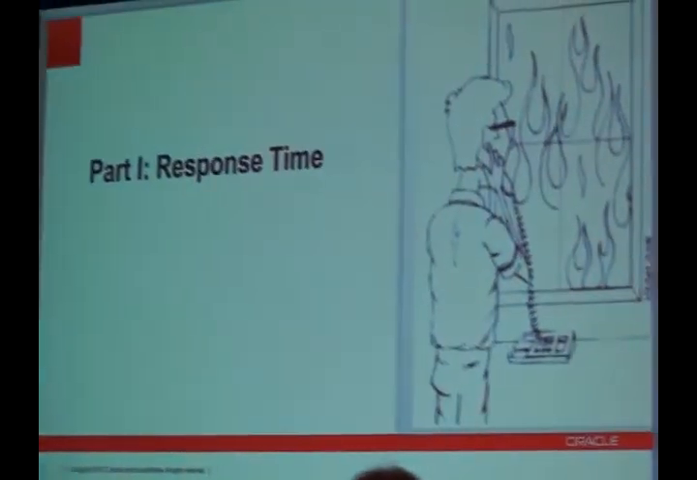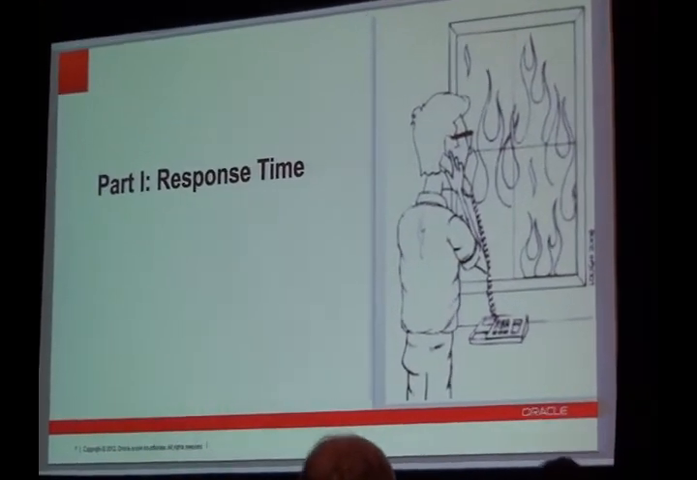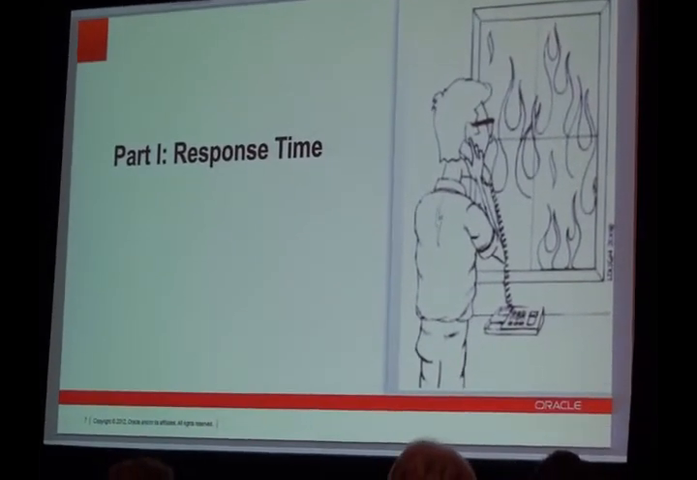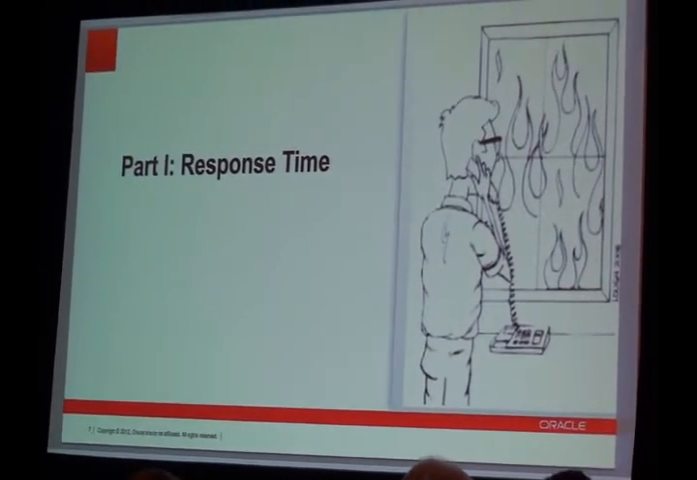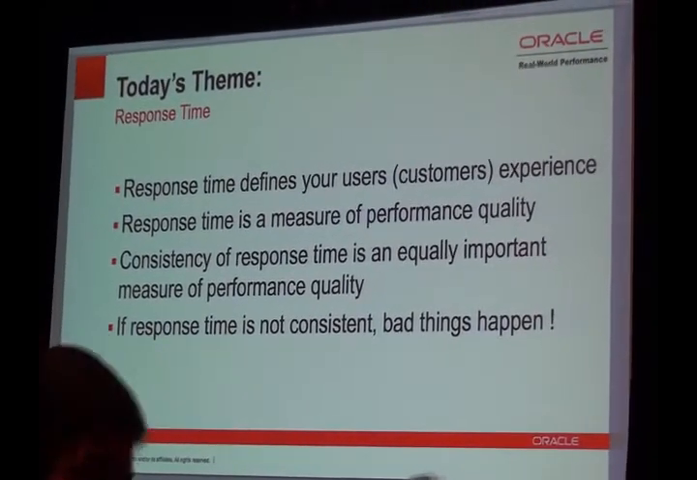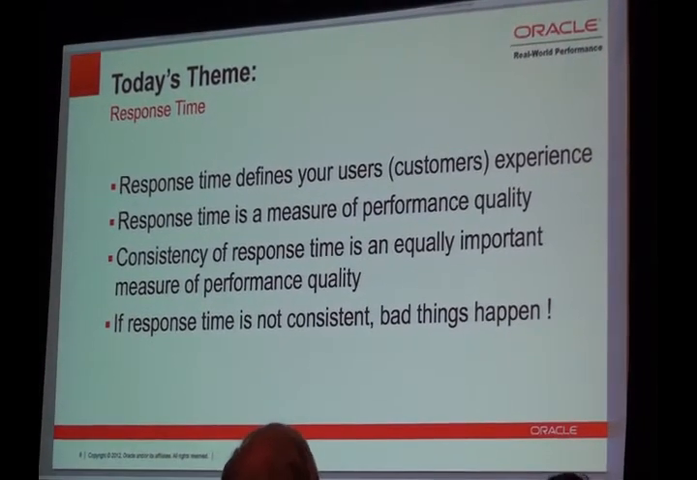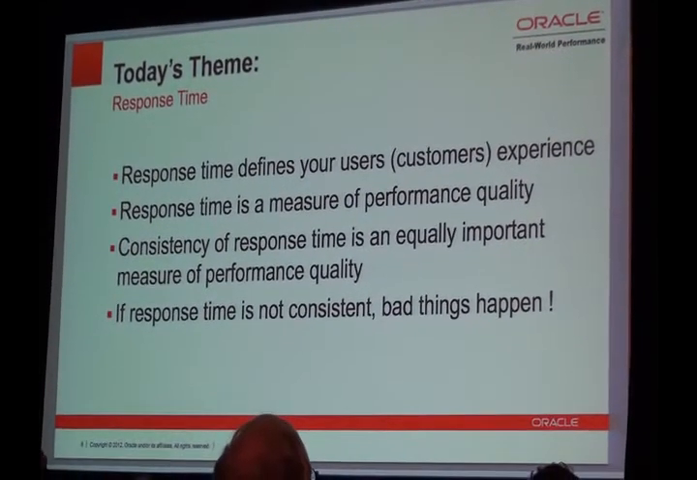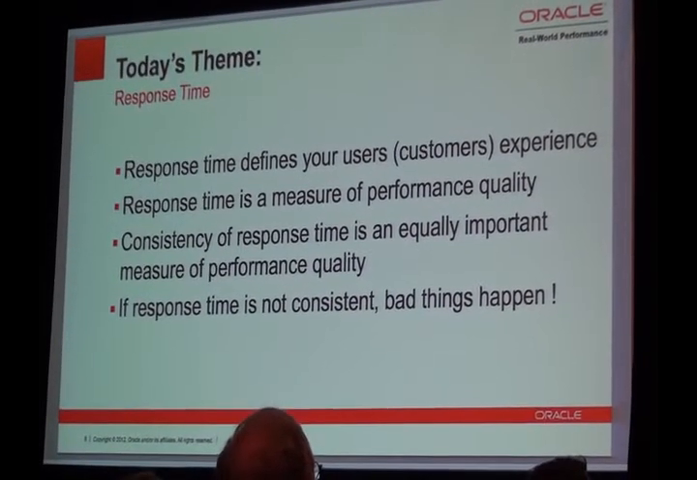Okay? But what we thought we'd do today is we'll do a certain amount of role playing, and today's theme is all about response time. Okay? Because after all, response time is probably your first measure of quality. If it doesn't come back fast enough, you have a performance problem. Okay? It's your first measure of quality. And the other aspect about response time is consistency of performance. Okay? If the response time isn't consistent, what we're going to show is bad things happen.